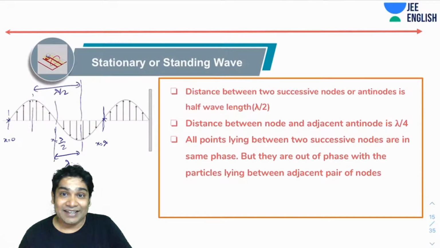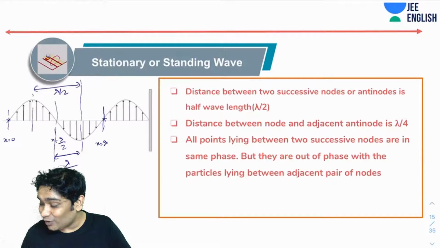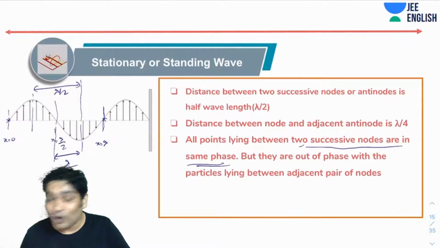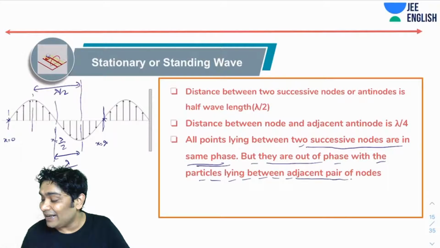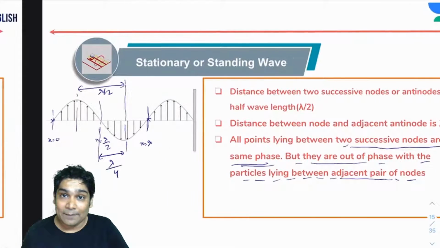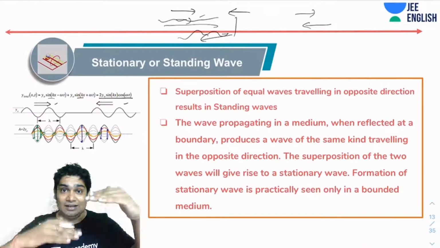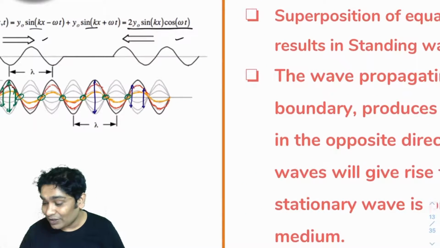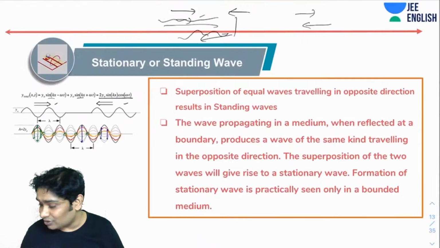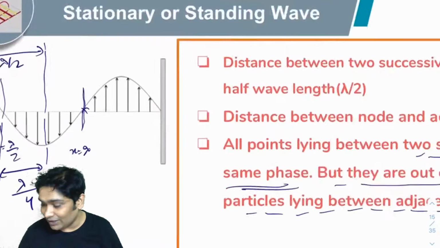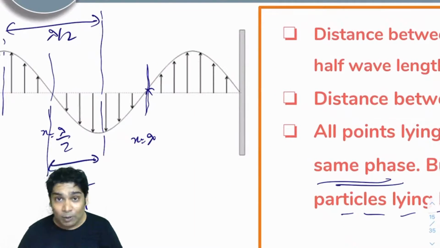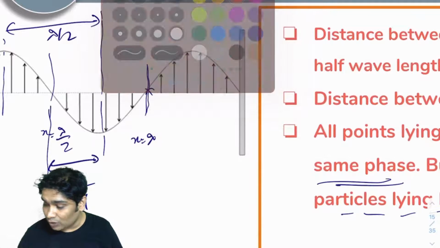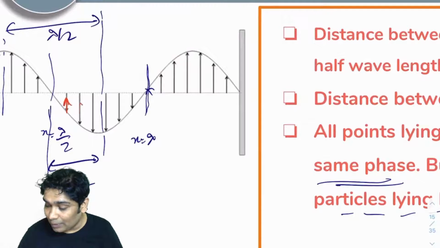Now another interesting thing you will notice is that all the points lying between two successive nodes oscillate in the same phase, but they are out of phase with particles lying in the adjacent pair of nodes. I hope you remember that GIF that I showed you. If you notice there, all these particles, let's talk about this maybe. At one point in time, all these particles could be going up.